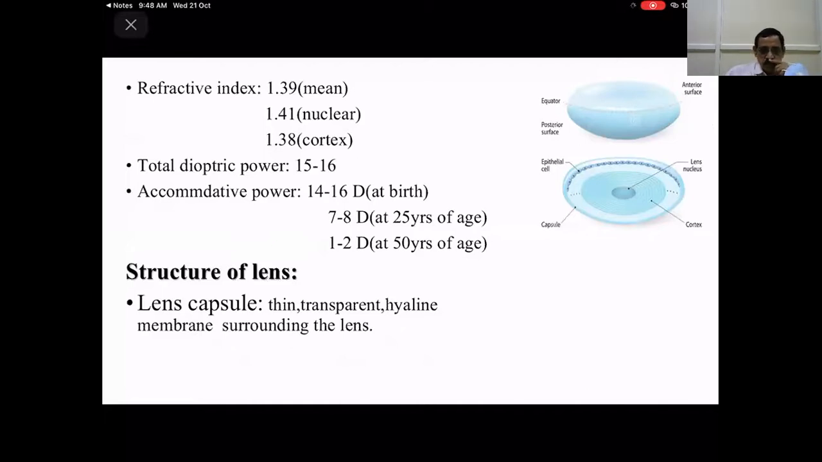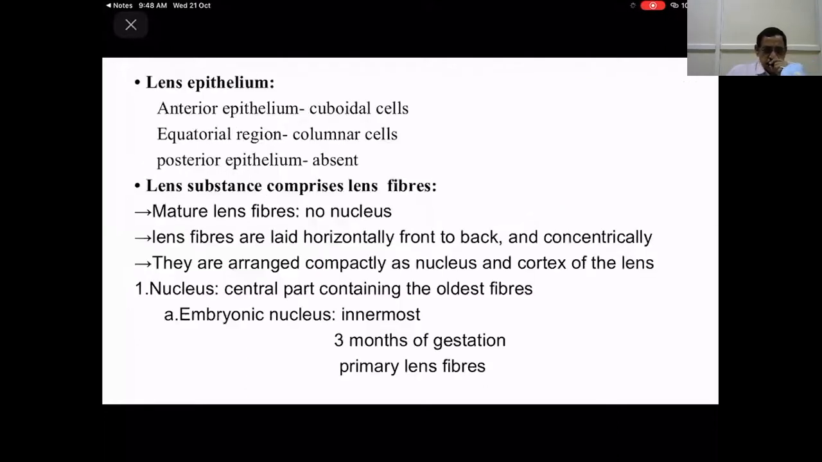Accommodative power varies with age, that is 14 to 16 diopters at birth, 7 to 8 diopters at 25 years of age, 1 to 2 diopters at 50 years of age. Structure of lens. Lens consists of the lens capsule. It is a thin, transparent hyaline membrane surrounding the lens.